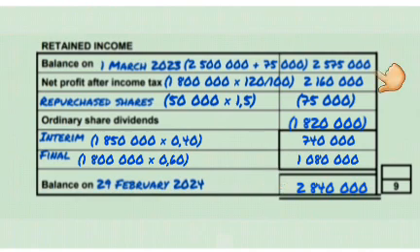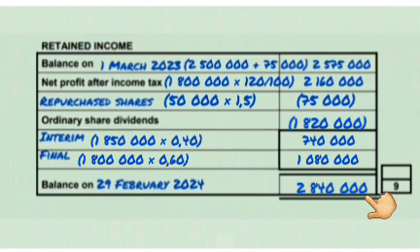I took the balance at the beginning of the year, 2,575,000, plus net profit after tax of 2,160,000, minus repurchase of shares of 75,000, and minus ordinary share dividend of 1,820,000, and it's going to give me that 2,840,000.